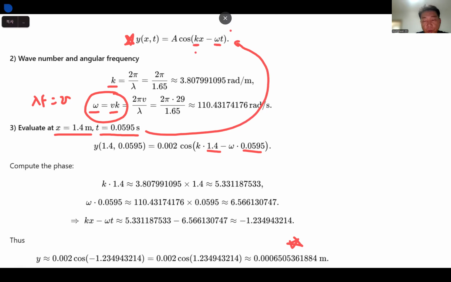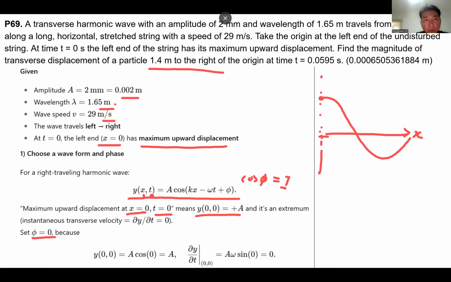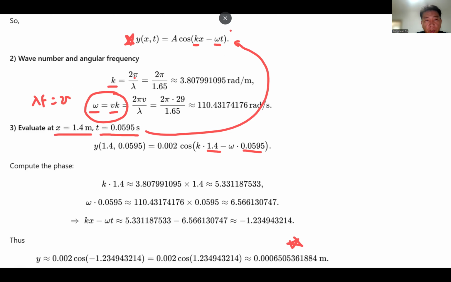K and omega from the known values. Obviously, k can be found directly from lambda, because k is 2 pi over lambda. And omega is given by v times k. Now we know k, we can plug in k, and the velocity is given. So now we know k, and then we get this omega value. And then we have a complete description of this wave, okay? So I'll stop here, and I will continue later on.